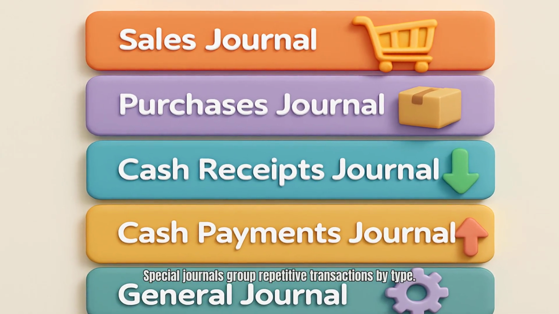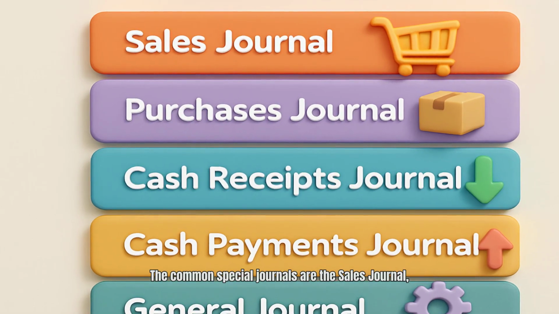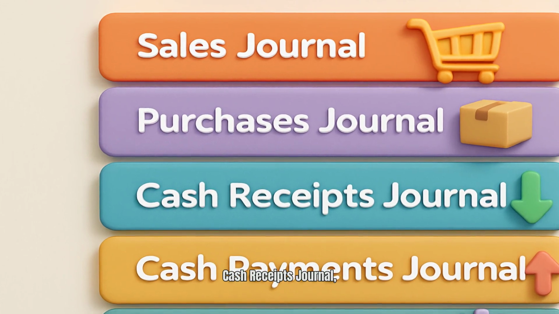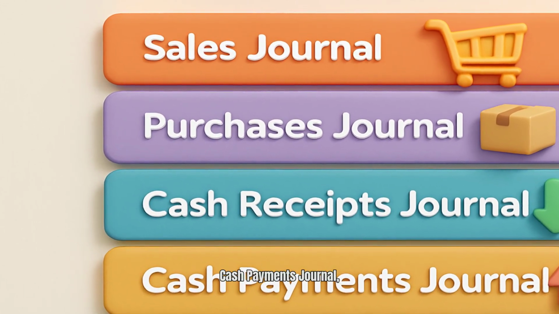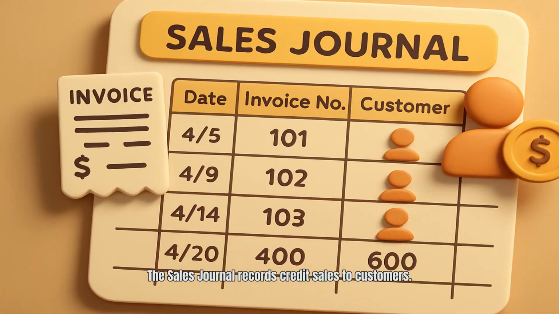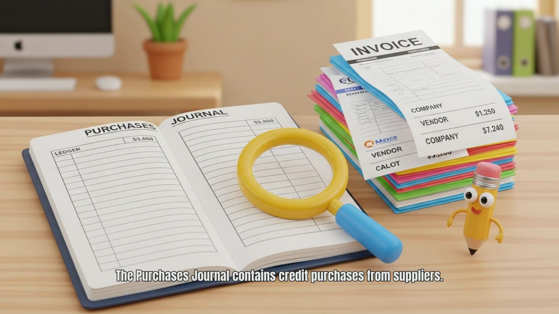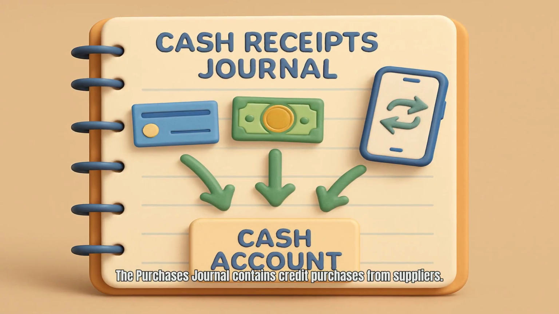Special journals group repetitive transactions by type. The common special journals are the sales journal, purchases journal, cash receipts journal, cash payments journal, and the general journal. The sales journal records credit sales to customers. The purchases journal contains credit purchases from suppliers.